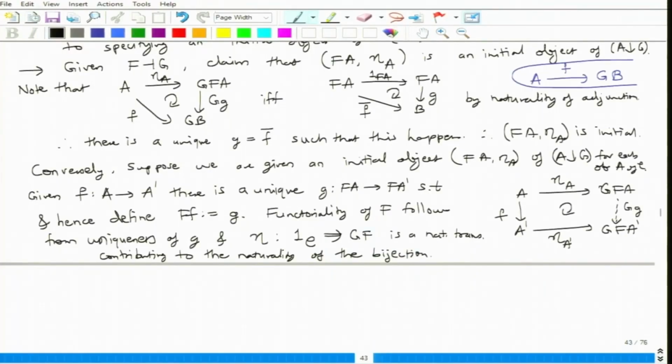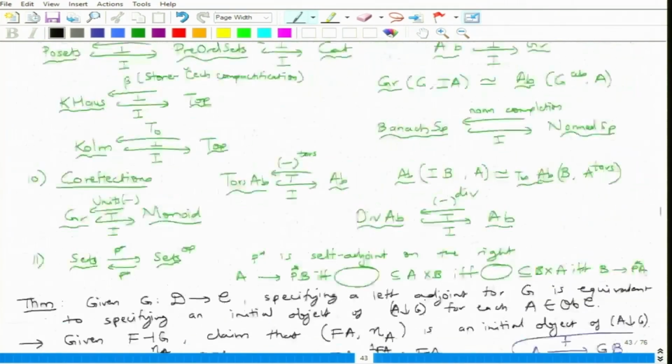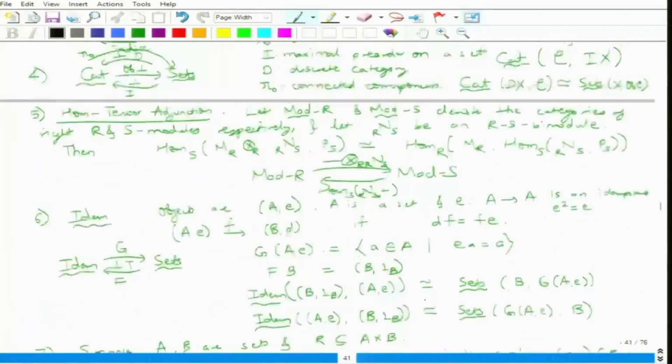Did you mention that the bijection is natural if there are these natural transformations? Bijection is natural if they behave nicely with respect to the categorical structure. Yeah, but how does this contribute to the naturality of the bijection? You just have to check. I have shown you how naturality is defined in two different ways. Let me scroll up if you are unsure.